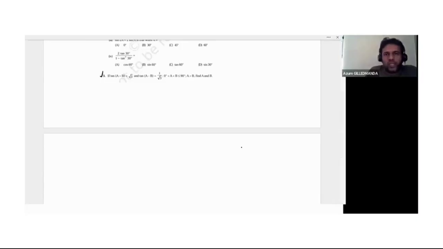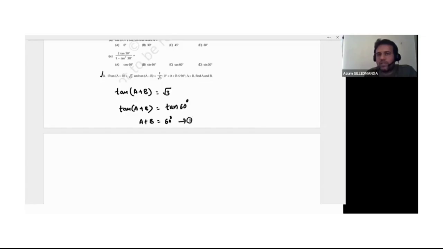Okay, so if I look at these values, the hint that I should get is, okay, so tan A plus B is root 3. But what is root 3? Root 3 is the value for tan 60 degrees. So tan A plus B equal to, for which angle is the value root 3? This is for 60 degrees. So that means, can I say A plus B is 60 degrees, right? So this is your equation 1.